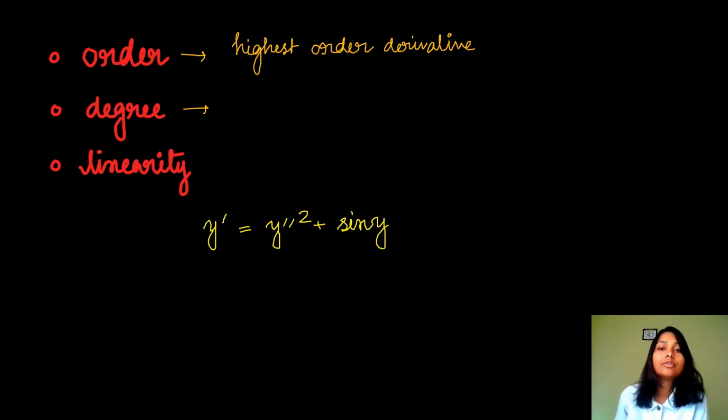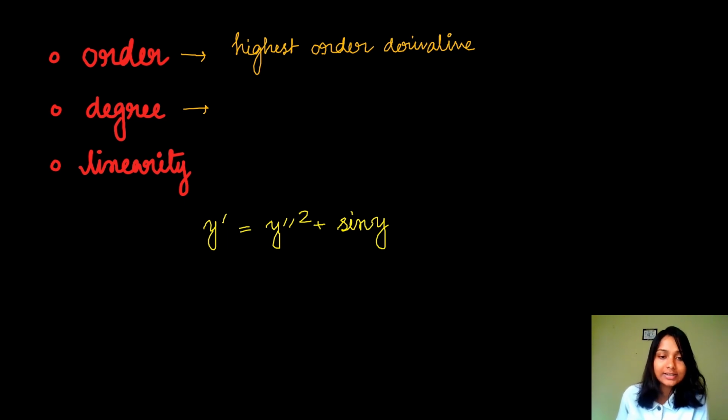As for degree, what I said is that the degree of a differential equation is the power of the highest order derivative, provided it is free from radicals and fractions. Also, the equation should be in a polynomial form in the dependent variable and its derivatives. In this example, we have y dash and y double dash, but there is a sin y term. This sin y term cannot be represented as a polynomial in y dash or y double dash.